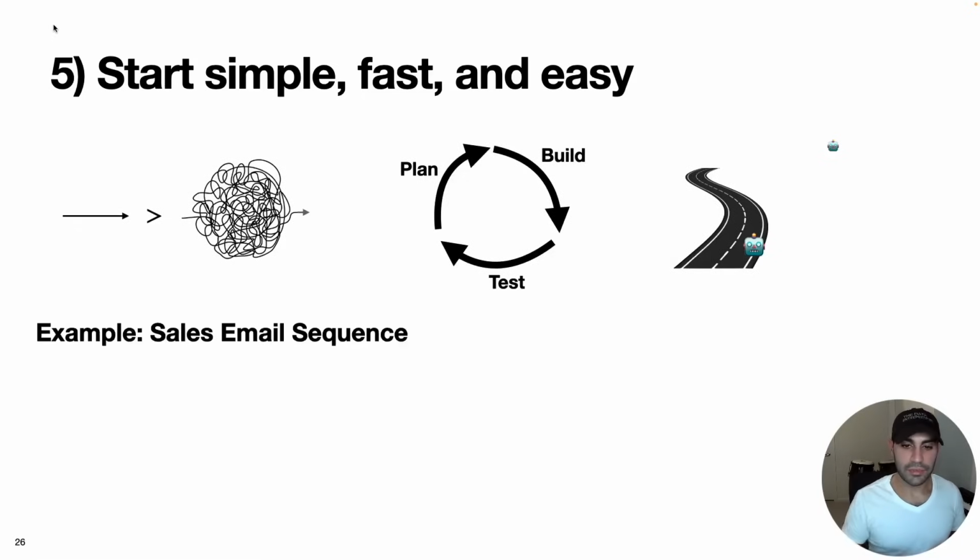So let's look at a specific example. Let's say we're trying to implement a sales email sequence in our business. The way this start simple, fast, and easy approach would play out is you'll start by writing all these emails by hand. So what that looks like in my business is I'll have someone book a discovery call with me and I'll send them a follow-up email asking them a couple of follow-up questions based on their specific use case. That's me doing the process by hand.